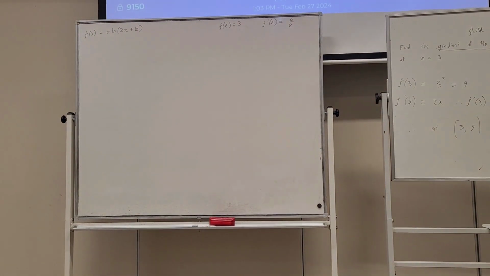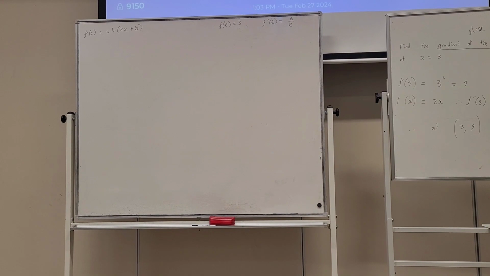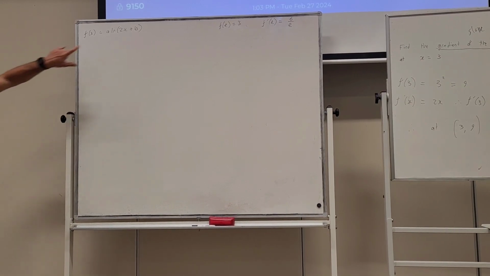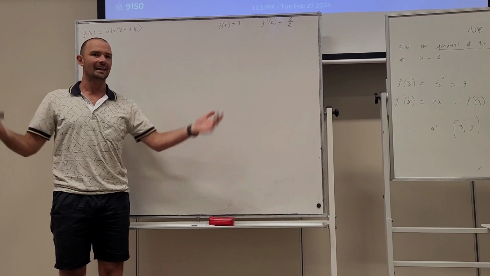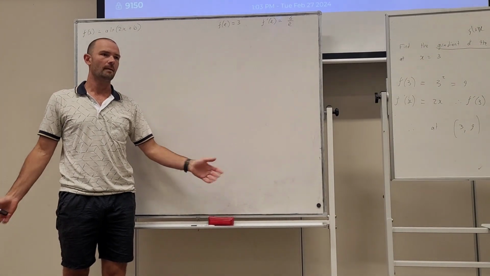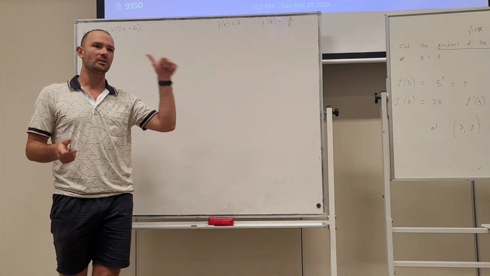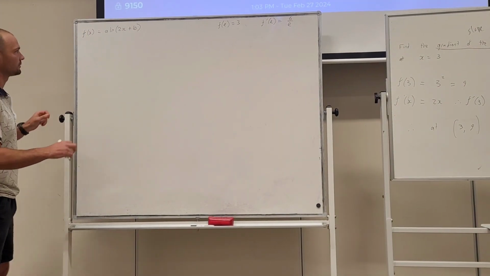So we've done a few of these questions before. We've got two unknowns. We've got a and b. And what we need to do is just try and get as many marks as possible, all right? And we're going to do that first by using the information that we're presented with.